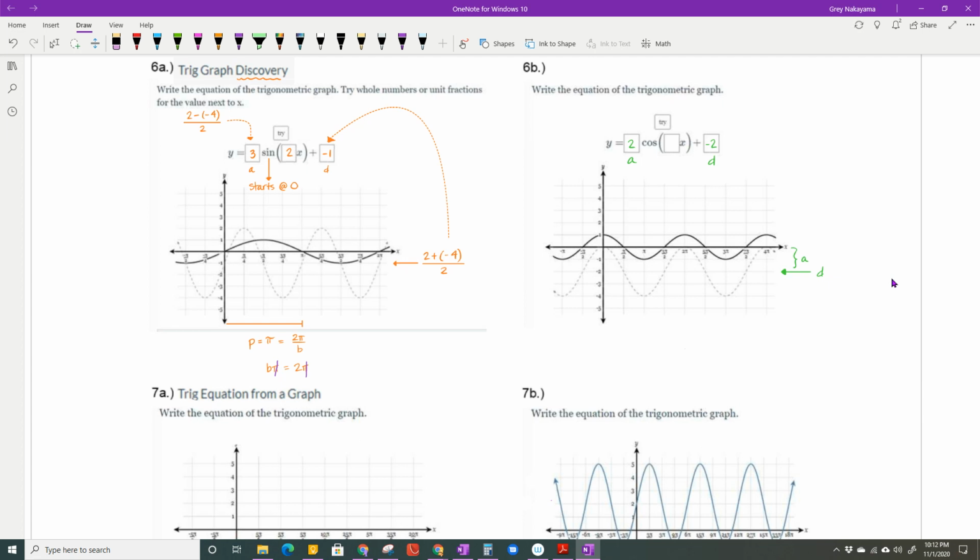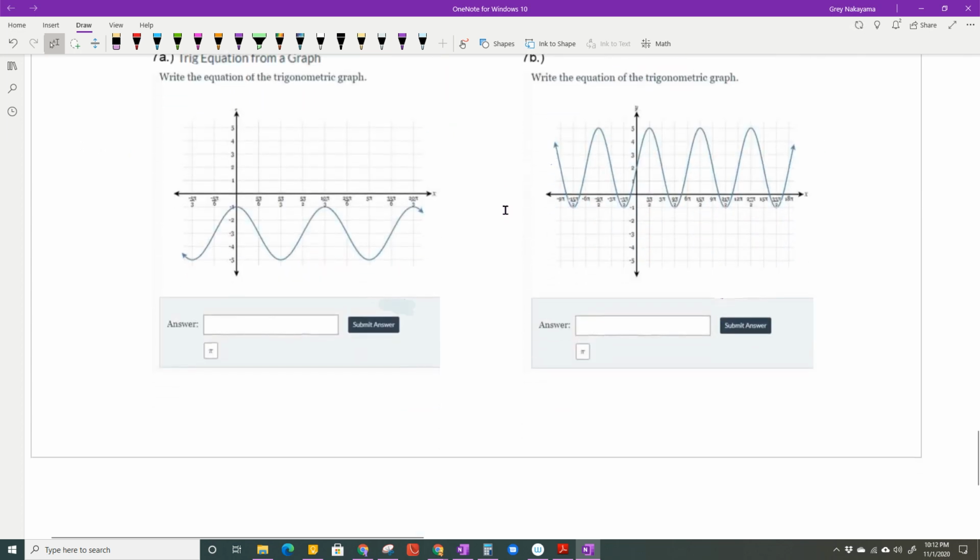And then again, cosine starts at a max. So I'm looking at this point right here on my graph. And I'm going to go to the next one, which is right here on my graph. That is my period. And my period is 2 pi. That's equal to 2 pi over b. Well, that means that b has to be 1. And that's our function. Okay? So you can pause if you want. I'm going to do the last two because you don't know whether it's sine or cosine, so just reviewing that again.